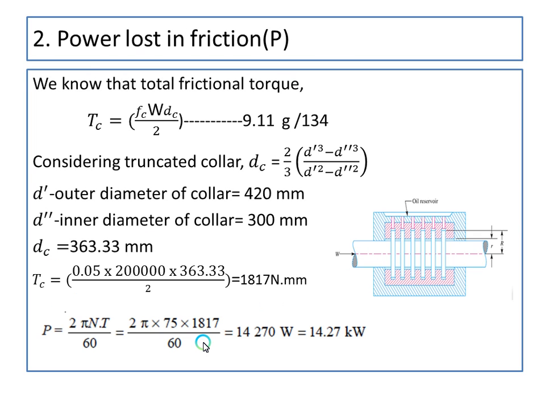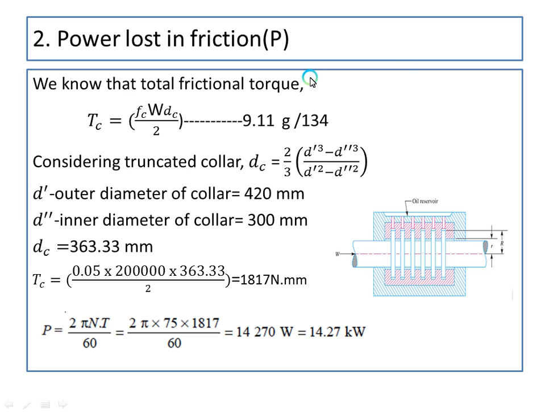So if I go to the next calculation, the next thing we need to calculate is the power lost in friction. In this case we have an equation in the data handbook where we can calculate it. First we need to calculate the torque, then we can calculate the power lost in friction. We have an equation for power loss, 2 pi nT by 60, where you will get it in terms of watts. So for calculating this, first we need to get the torque. Torque is nothing but the torque generated at the collar due to the collar friction.